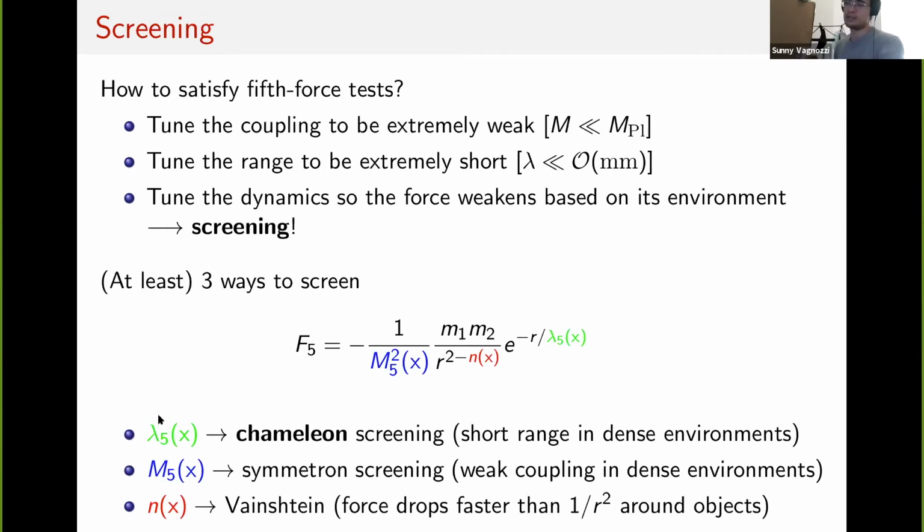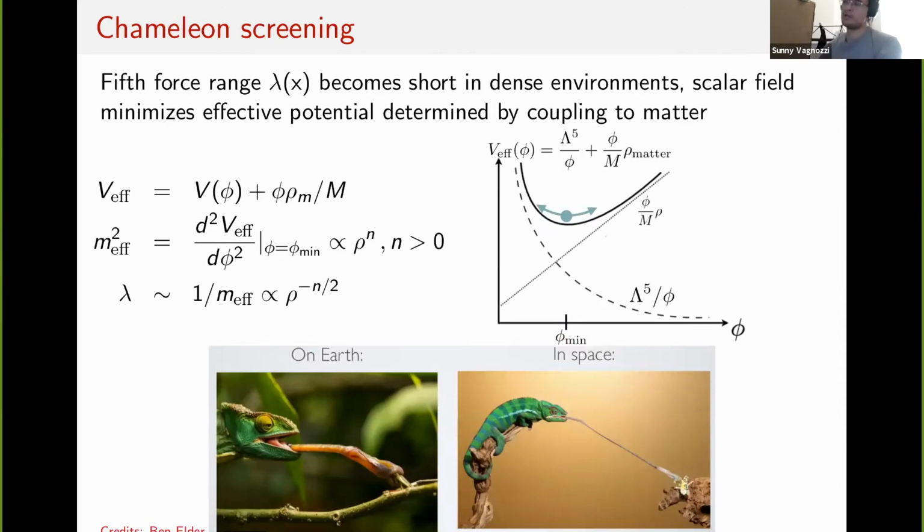So how does chameleon screening work? The name of the game is you want a force which is very long range in space, where you can deviate from GR if you want to explain dark energy, but very short range on Earth. And the way it works is you have a scalar field which no longer responds to the bare potential V of phi, but to an effective potential which depends on an explicit coupling to the local matter density. We see phi couples to rho m. You can see schematically how this works here.